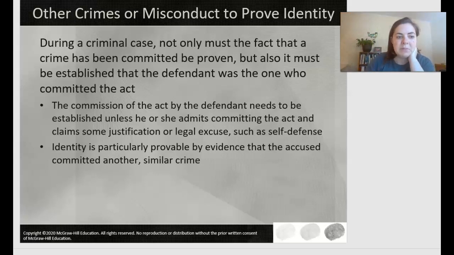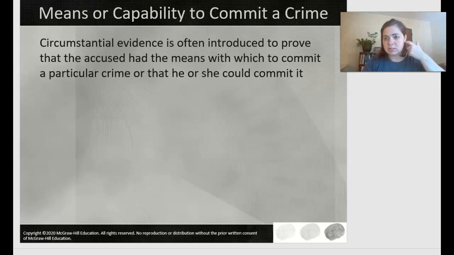Now, means or capability. Circumstantial evidence is often used to show that this person had the means with which to commit a crime. So if we think maybe about a crime of violence, anytime the person had before engaged in smaller acts of violence, or maybe even something similar like cruelty to an animal, that may be relevant to show that this defendant had the means and the capability to engage in acts of violence. So it should not be a surprise to us that they continue to perpetrate violence.